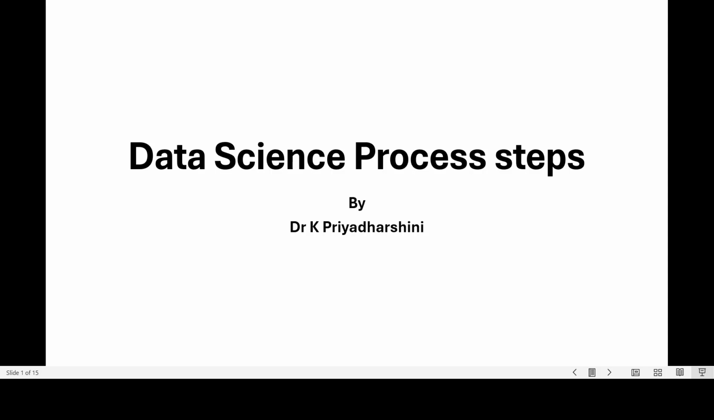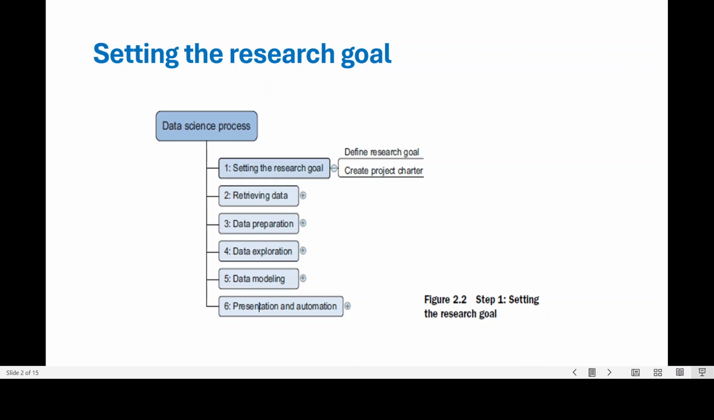In the previous presentation, we learned about the overall data science process. In this presentation, we will focus on the first two important stages, setting the research goal and retrieving data. These stages are very important because every successful data science project begins with a clearly defined objective and the right data.